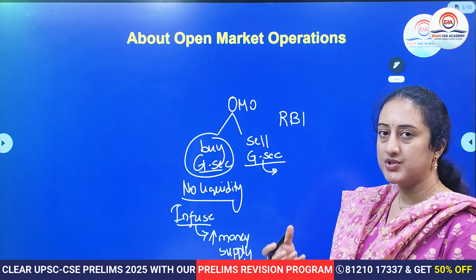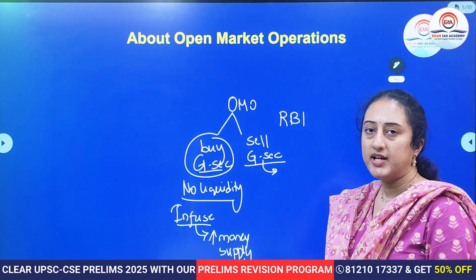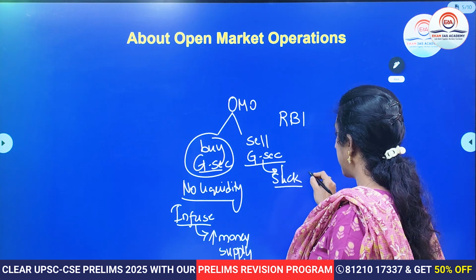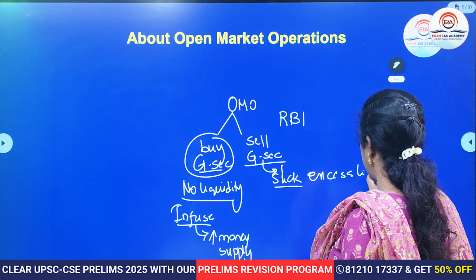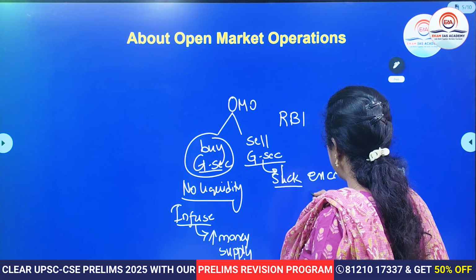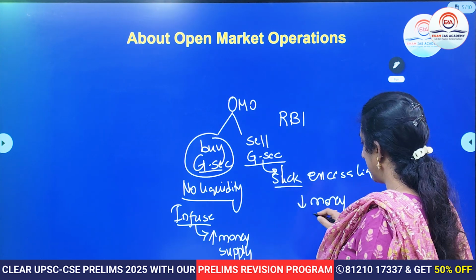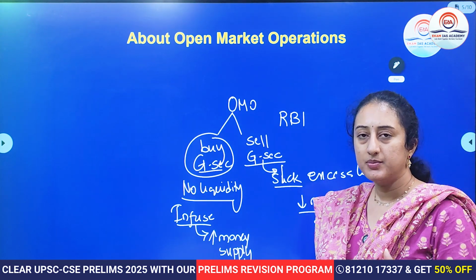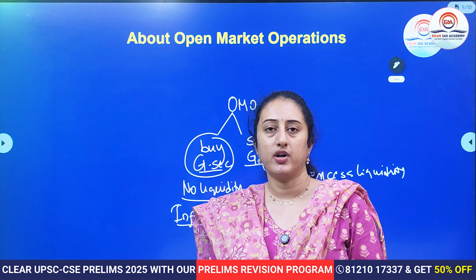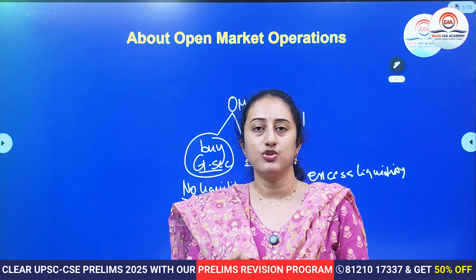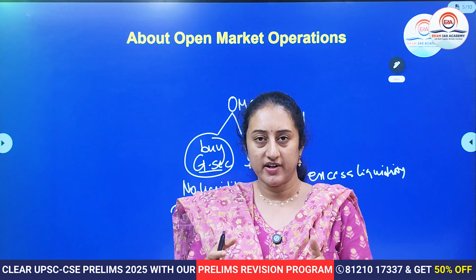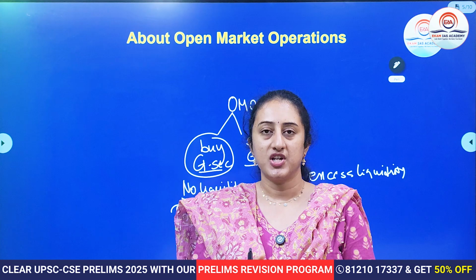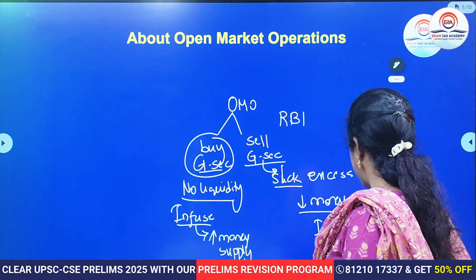When they want to suck out liquidity, they'll sell government securities. That means they ensure the excess money supply or excess liquidity is sucked out. Because of this, there will be less money available with the public, so inflation will be under control. This is the simple logic of open market operations. Apart from open market operations, through the repo rate, reverse repo rate and other measures, RBI is trying to ensure that inflation is within the policy range of 2 to 6%. At the same time, they are trying to ensure that economic growth is also achieved with the help of price stability.